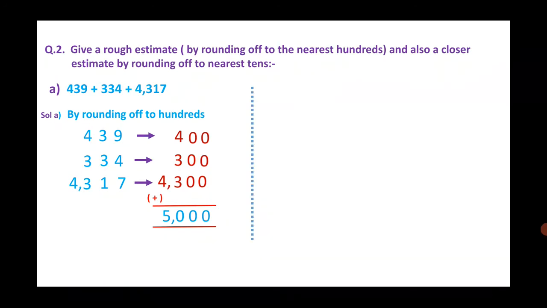After this 5000, now again we need to round off to the nearest 10. We have 439. Just see, this is ones and this is tens. So 3 is in the tens place, and to the right of 3 I have 9, and 9 is greater than 5. So we are going to add one more to this 3. My number will become 4, and after adding one more it will become 4, and 9 will turn to 0. So this is my number.